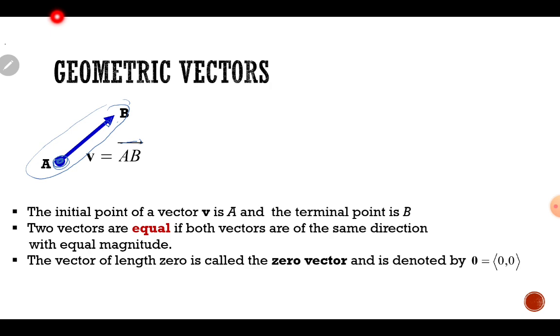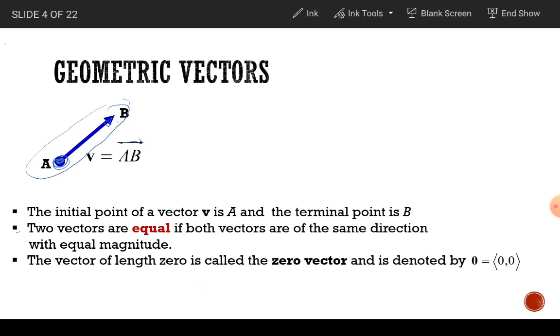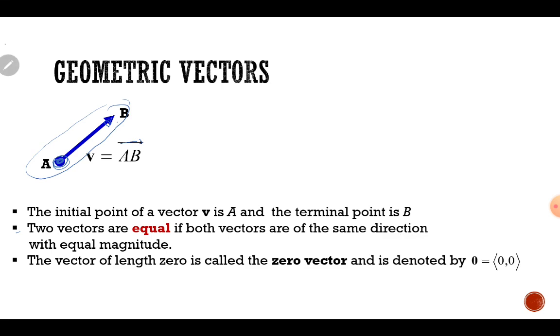And then here it is stated that two vectors are equal if both vectors are of the same direction with equal magnitude. Kan kita kata tadi vector dia ada direction dan juga magnitude. If the two vectors having the same direction and magnitude, panjang dia pun sama, then we may say that these two vectors are equal.